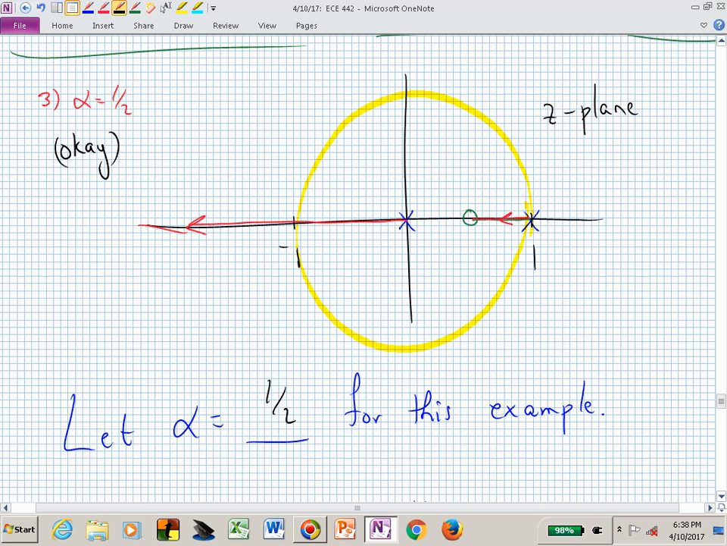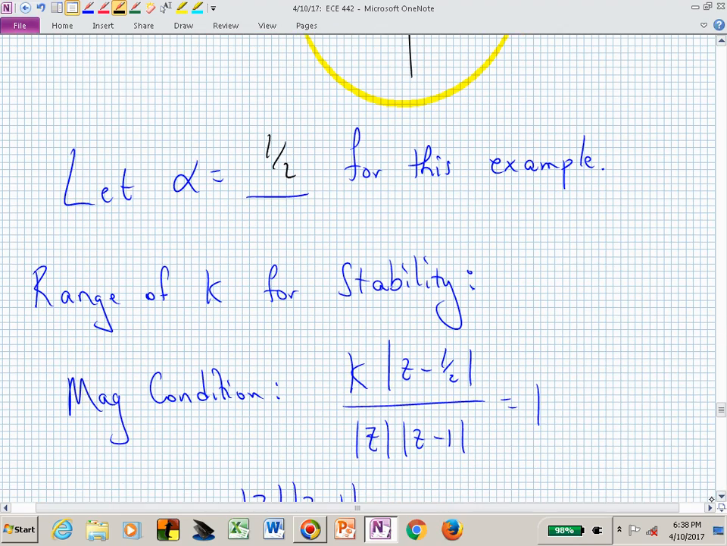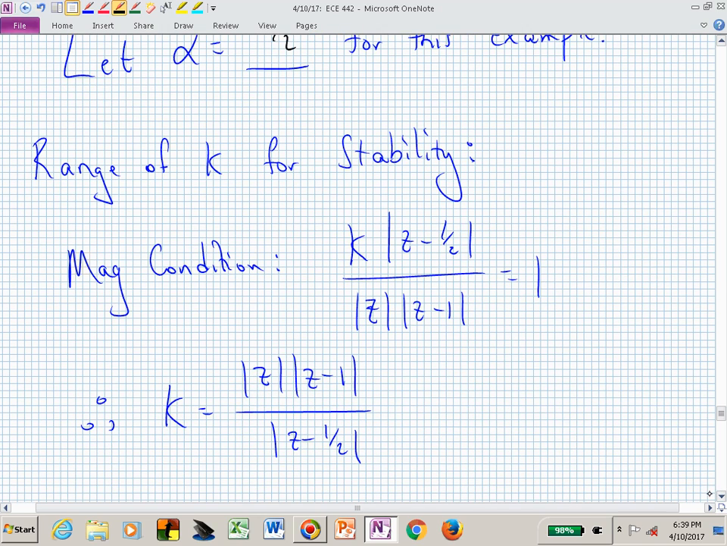So I would want to make sure that I crank up my gain k only as far as that pole at the origin gets cranked up to a value that keeps me less than -1. So let's look at what we can find here for the range of k for stability. Here's my magnitude condition. I have alpha equal to 1/2. So I have this z minus 1/2 factor upstairs. It's not a z because my alpha is 1/2. So I solve for k, and this is my formula for k.